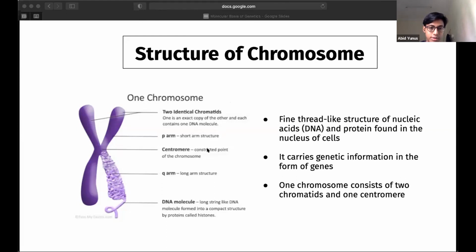The centromere is the constricted point of the chromosome, and it divides the chromosome into the short arm and the long arm. The short arm is known as the P arm, and the long arm is known as the Q arm. And the DNA molecule is a long string-like DNA molecule formed into a compact structure by proteins called histones. So histones help to supercoil the DNA to form the structure of the chromosome.